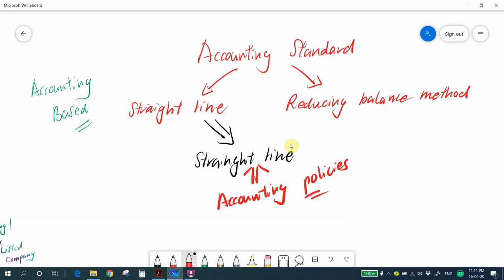So let's repeat here. The accounting standard offers options for you. So those options we consider as accounting base. After you select the option, this option will become your accounting policy. And according to accounting standard, we cannot simply change the accounting policy. The accounting policy shall be consistently applied. If you want to change, you must offer a valid reason for the changes.